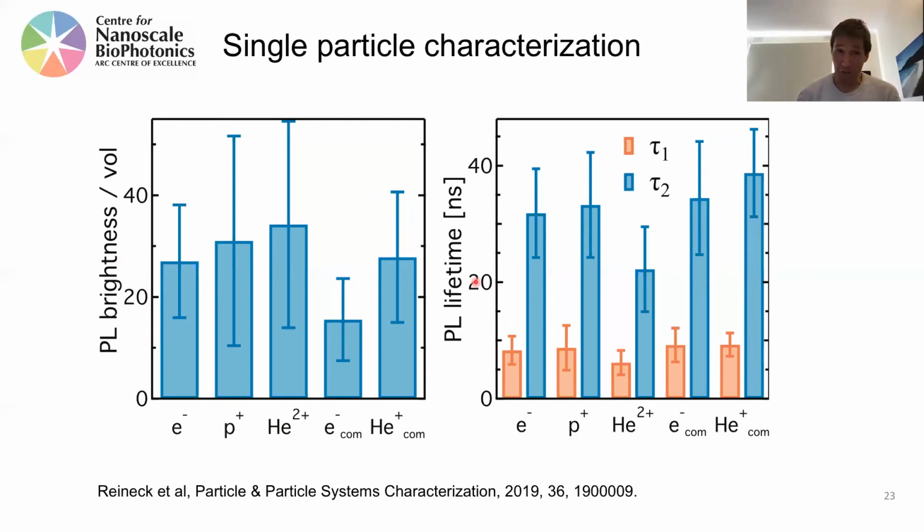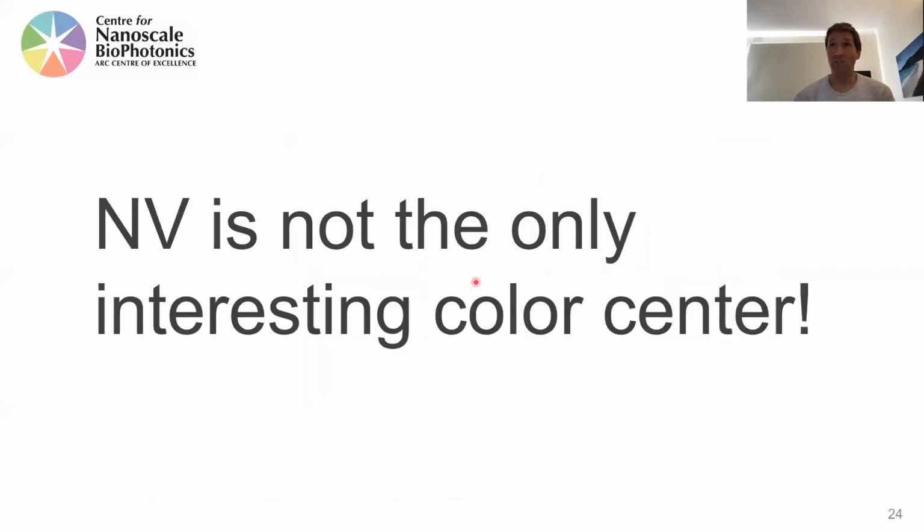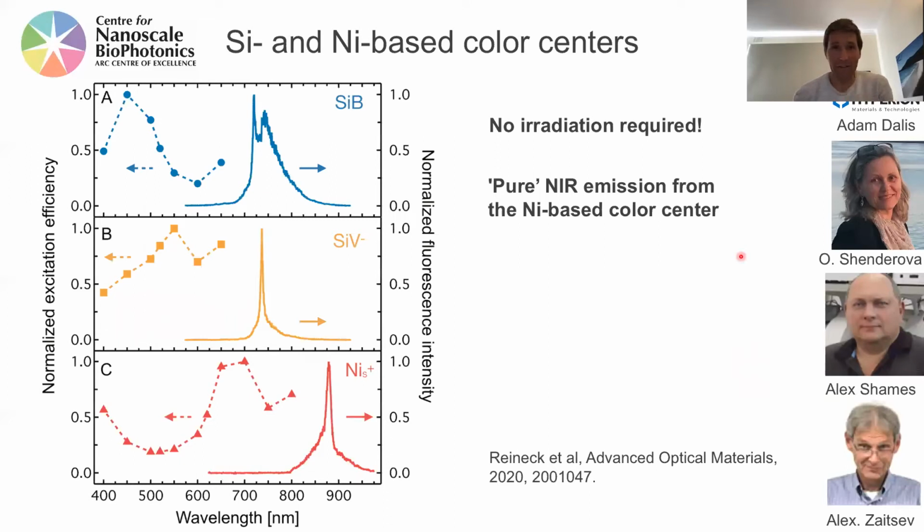There are multiple possible reasons why this could be, but we're still trying to find a definitive answer, and more importantly, try to overcome this challenge. So the nitrogen vacancy center is not the only interesting color center, quite obviously. Quite recently, we have started to look at other color centers in collaboration with several colleagues internationally. So in particular, silicon and nickel-based color centers.